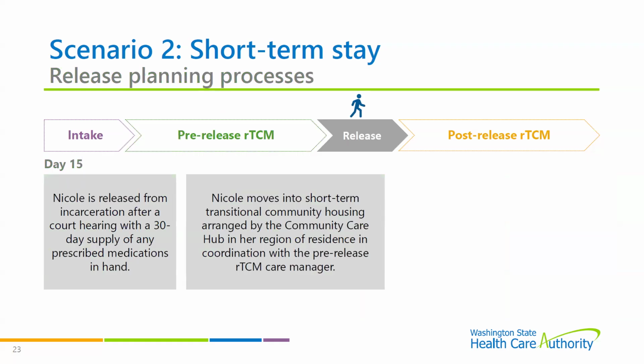So on day 15, Nicole is released from incarceration after court hearing. They arrange so that she can have her 30-day supply of any prescribed medications in hand. And at that time, because of the work and the connection that they made with that community provider, Nicole moves into short-term transitional community housing, arranged by the community care hub in her region of residence in coordination.